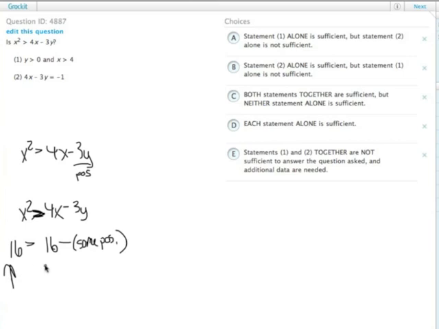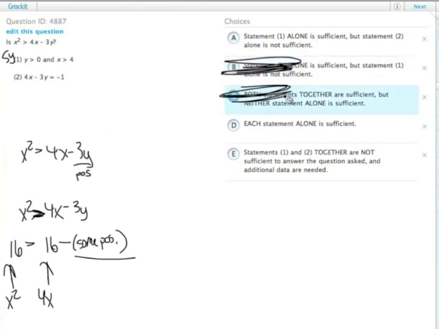This number gets much bigger. This one just stays 4 times x, because remember this is x squared and this is 4x. The distance between these two increases, and then whatever this number is just makes the difference all the more pronounced. So statement 1 is enough to tell us, it's sufficient to tell us, yes, x squared is greater than 4x minus 3y. We get rid of 2 on its own and the 2 insufficient statements.